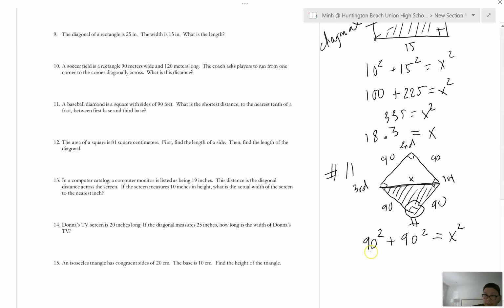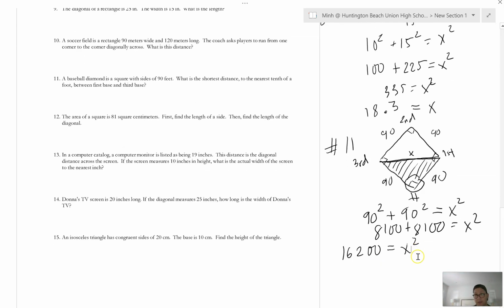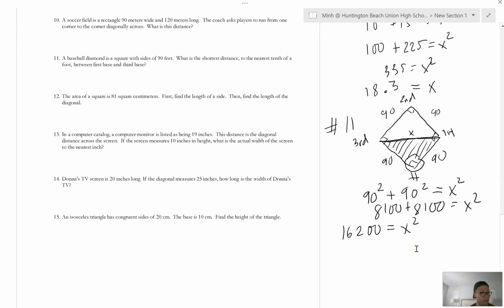Let's go ahead and solve it. So I'm going to have 8100 plus 8100. And then when I add 8100 together, that's going to be 16,200 is equal to x squared. And then we're not done. Let me go ahead and slide this down a little bit. Square root both sides to find the distance between first and third. So that means that the distance between first and third is 127.3. I rounded to 0.3 instead of 0.2 because they said to the nearest tenth.